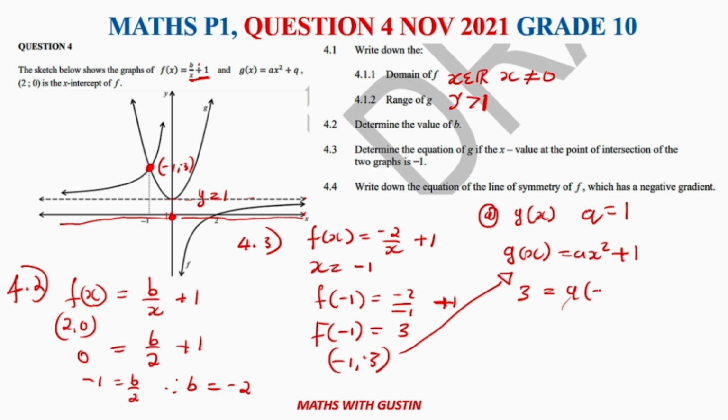We can simplify here, take 1 to that side, which is going to be equal to 3 minus 1, and then minus 1 squared is going to be equal to 1, then a times 1 is just going to be a. Therefore, a is going to be equal to 2. Therefore, g of x is equal to 2 over x squared plus 1. That's how you would get that equation.